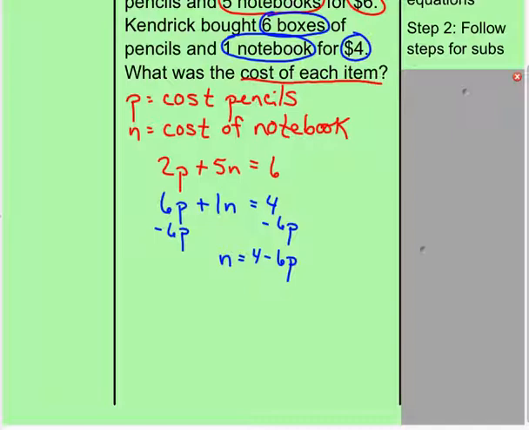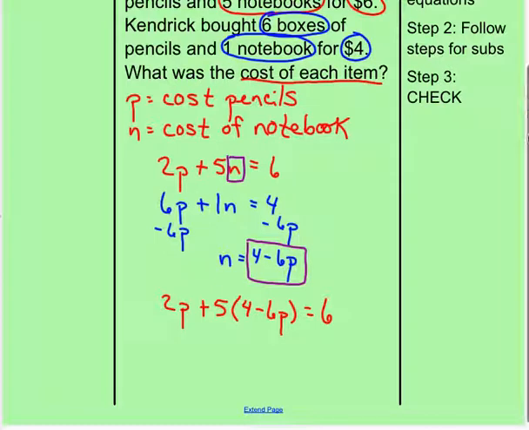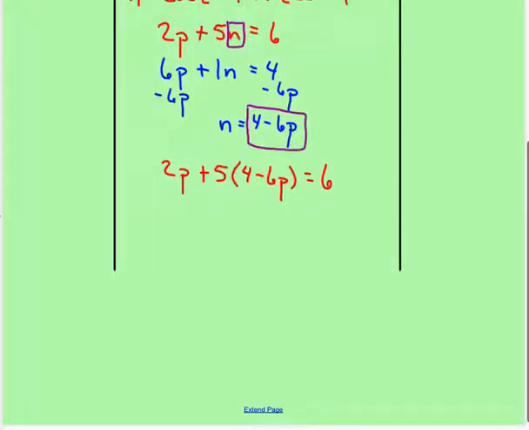So then we do our substitution. We put a box around what n equals, and then we put a box around our red n because we will replace that with the blue expression for n. So we rewrite our red equation as 2p plus 5 times 4 minus 6p, the blue n, equals 6. I need a little more room. So we distribute our 5 to solve for p.